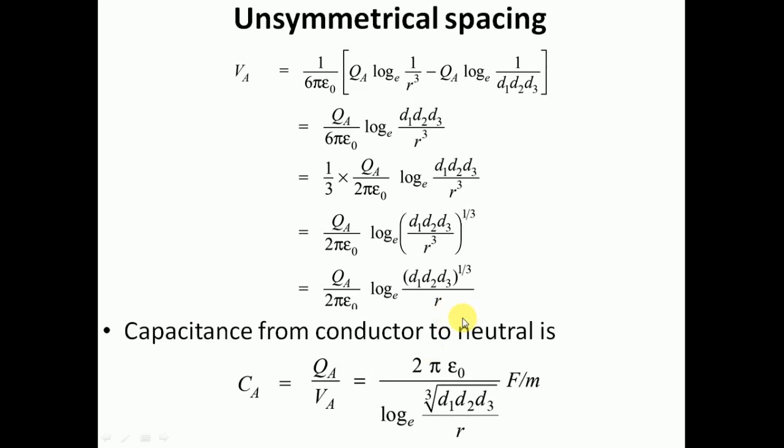Now you can easily find the capacitance value by simply dividing QA with VA, and the value of VA you have found out here. Now you can just simply divide it with QA, and then you will be getting the relation as 2 pi epsilon 0 divided by natural log of cube root of d1 d2 d3 by r. You must remember this relation also, then only you will be able to solve the problems associated with this.